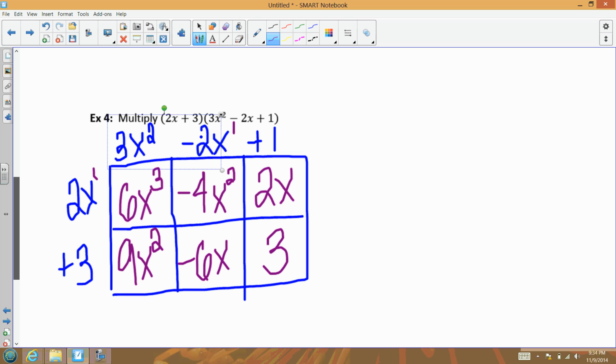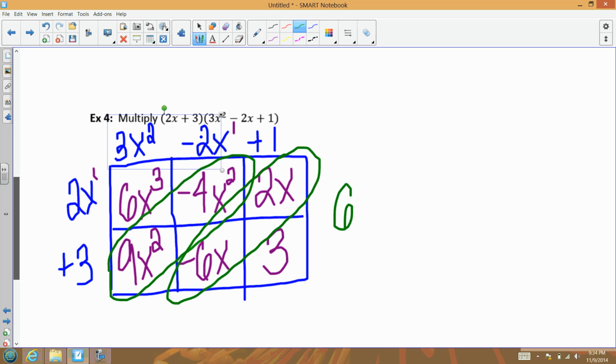And remember, you're multiplying to get all of these. And then we're going to check the diagonals. We're going to see if we have any like terms. So in this case, we have like terms here. We have x squareds, and then we also have these terms here that are x's. So we have 2 sets of like terms. So when I rewrite my final answer, it's going to be 6x to the third for the first term.